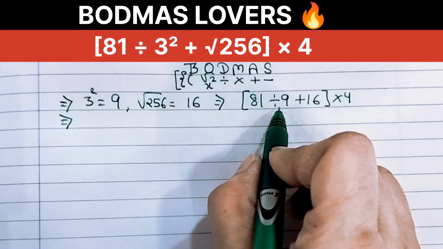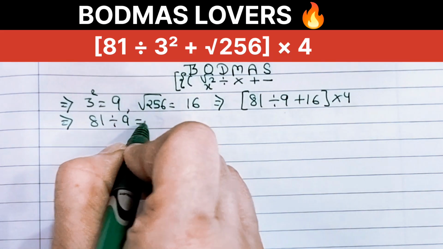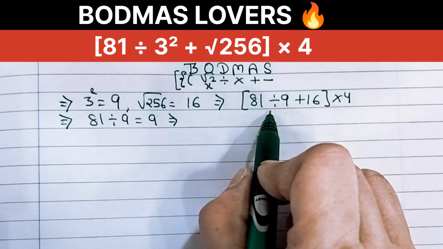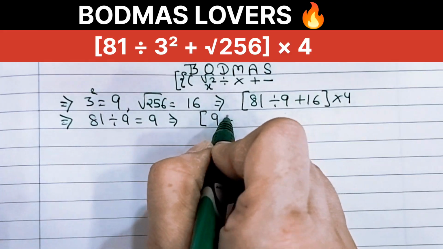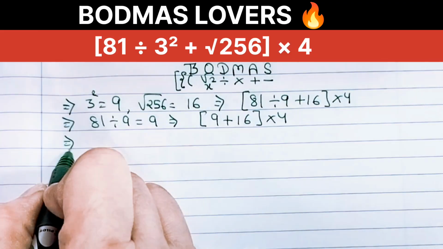Perform the division inside the brackets. Now 81 divided by 9 will get 9. According to this step, inside the bracket division takes the priority over the addition. And now the current expression becomes square bracket 9 plus 16 square bracket of multiply by 4. Move to the next step.